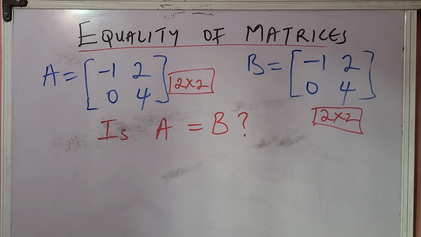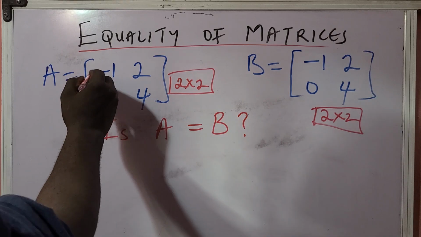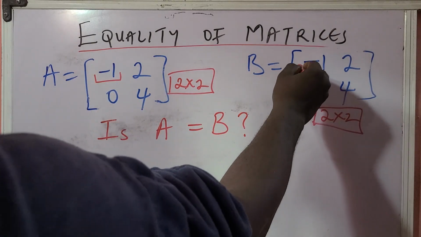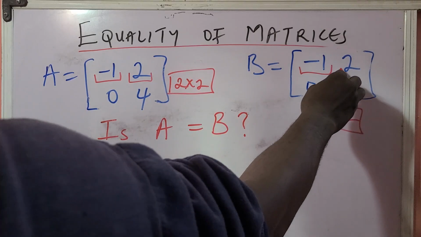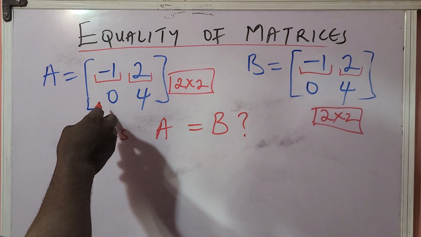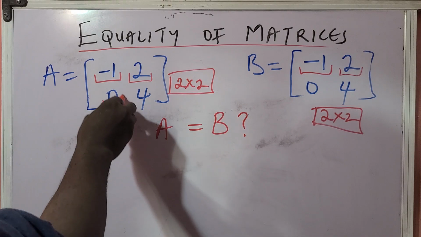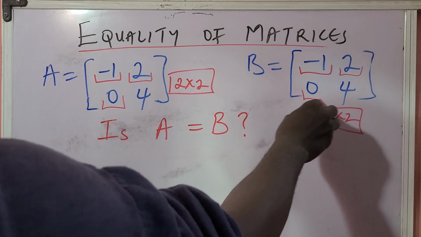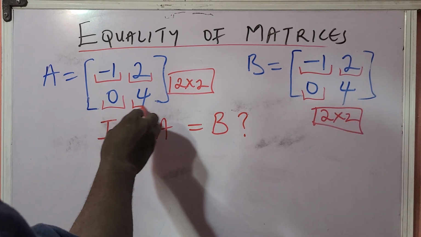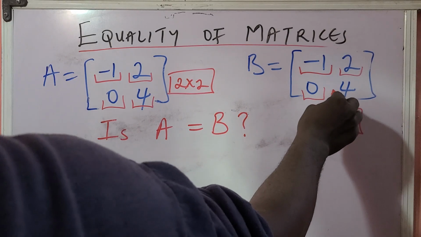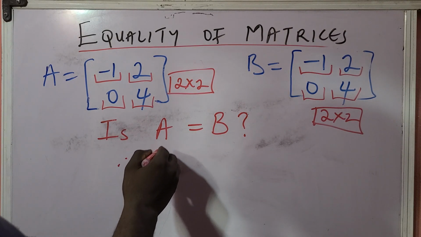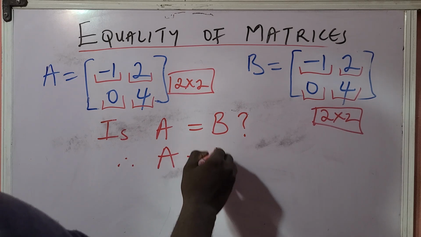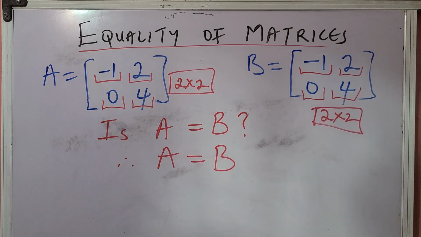Are they the same? Now we can see that row 1, column 1 is minus 1 here, is minus 1 here. Row 1, column 2 is 2 here, it's 2 here. Row 2, column 1 is 0 here, 0 here. Row 2, column 2 is 4 here, 4 here. Therefore, we can define these two matrices as being equal.